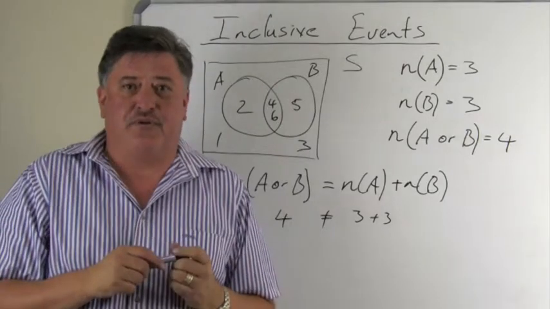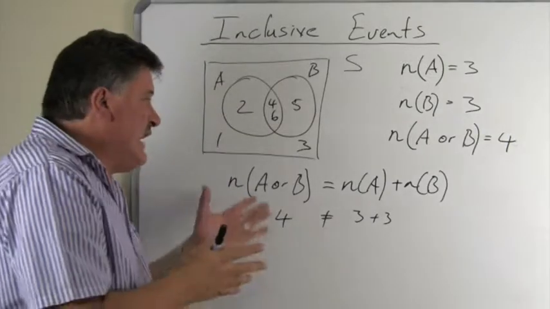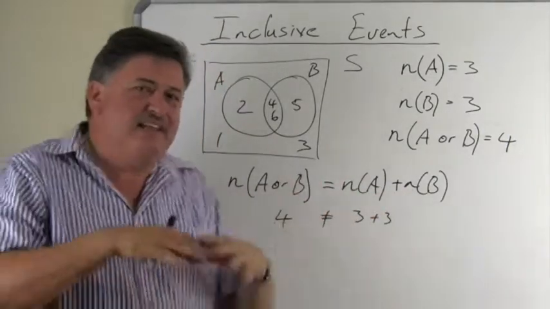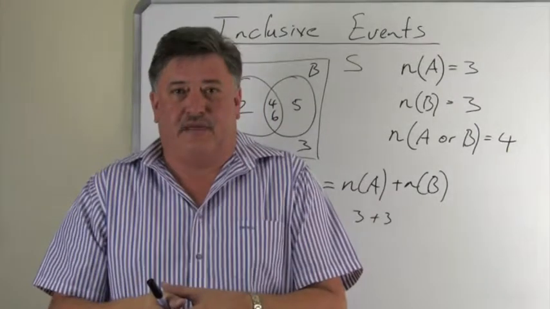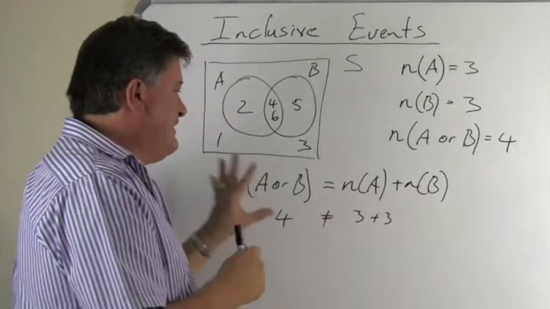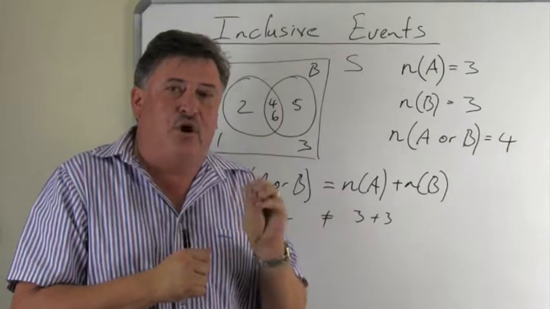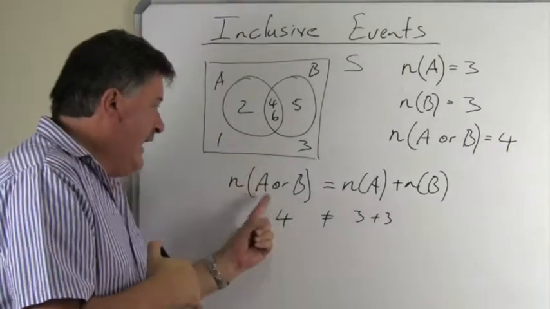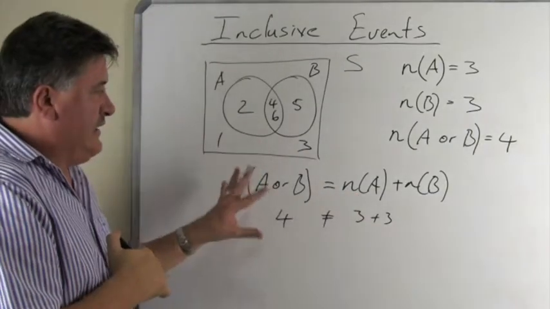The big question now is, why not? Because it sounds like it must be the same. If I take the n of A, I add the n of B, then it sounds like I must get the OR. I want you to look at this very closely and see if you can find an answer in your own mind for why this is not true. And let me show you.